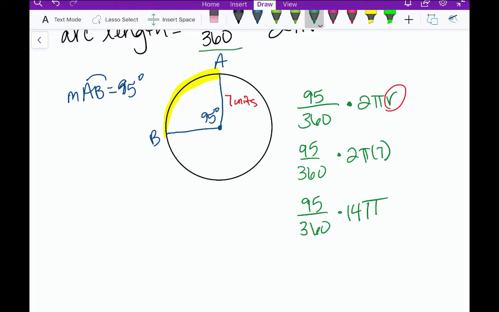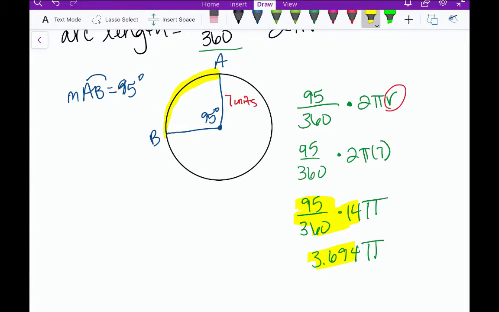So I'm going to put that in my calculator. The first thing I'm going to do is figure out what 95 divided by 360 is. We're not going to write down what 95 over 360 is, but we're going to just take that answer and immediately multiply by 14, which gives me 3.694 pi. So again, what I did was I did 95 over 360 and then I multiplied by 14, and that gives me this.